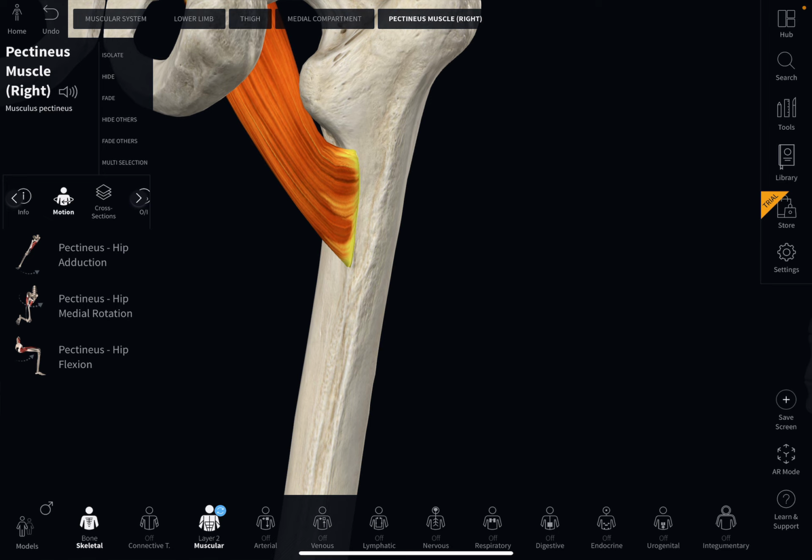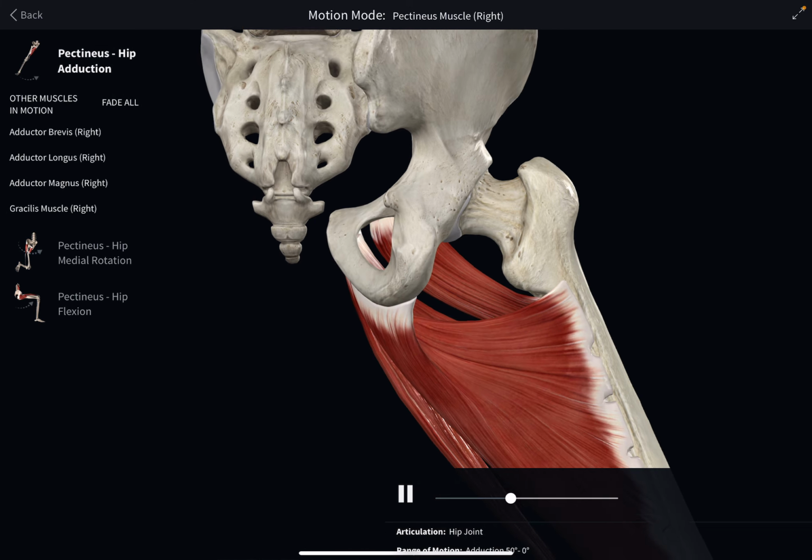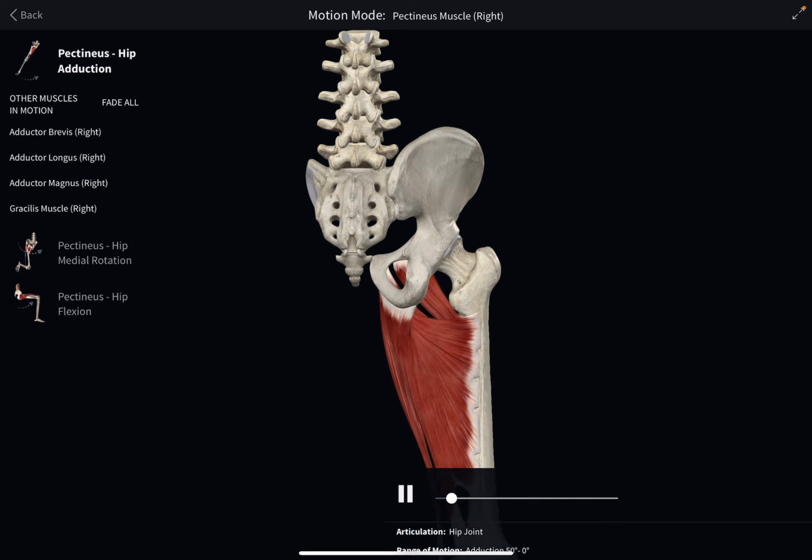And the actions, the pectineus muscle does flexion and adduction of the hip joint. So this is hip joint adduction, and this is the pectineus muscle's hip joint flexion.